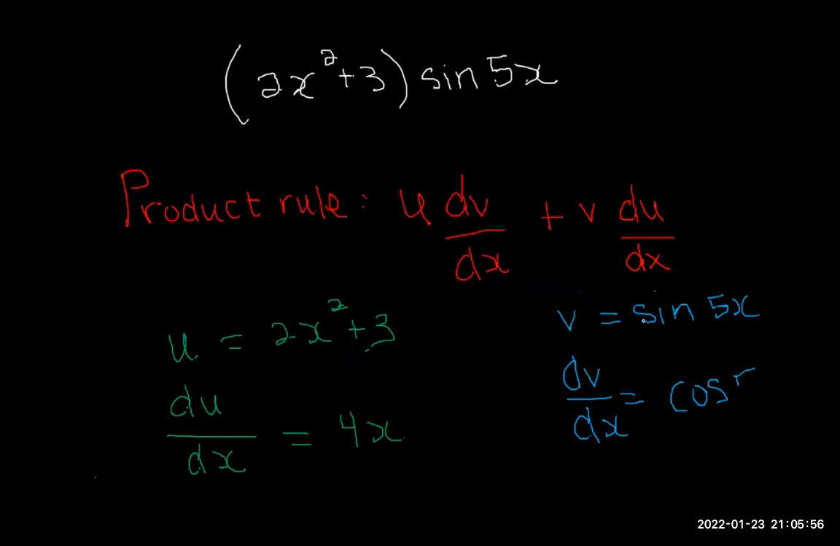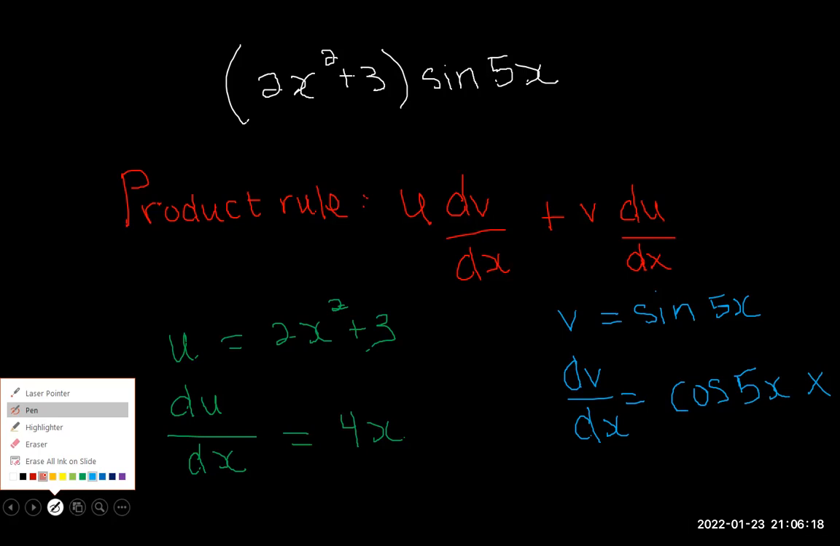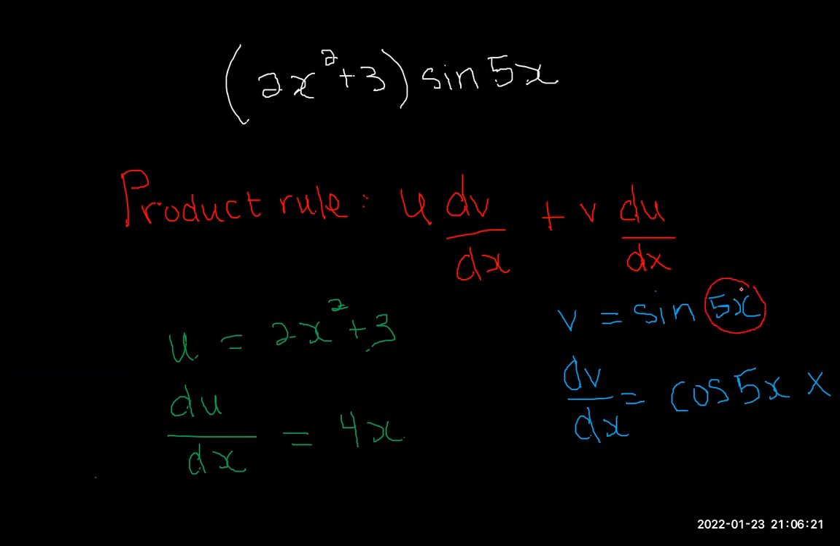Miss, how do you differentiate a sine? Okay, so the differential of sine is cosine, positive cosine, right? So I'll put cos of 5x. However, you also have to multiply by the differential of this. What's the differential of 5x? 5. Therefore, dv on dx is 5.